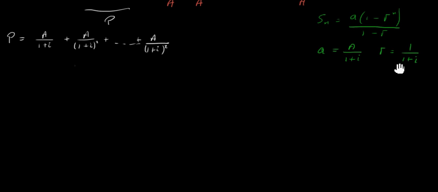R is the common ratio, which is, what do I multiply this by to give me this? Well, just 1 over 1 plus i. That'll give me A over (1 plus i) squared, and so on. So I have my A, I have my R, put them into this formula, and let's manipulate it.